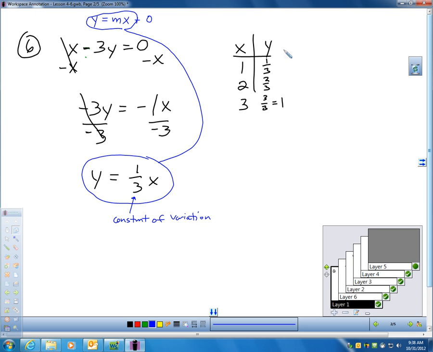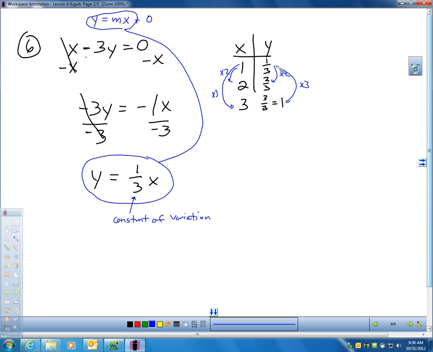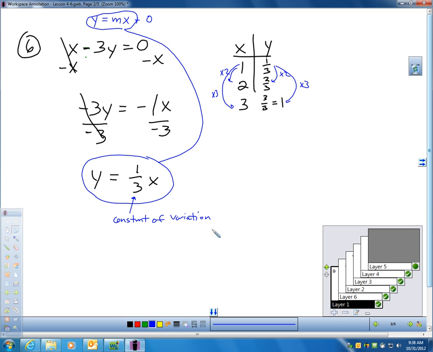You don't actually have to make a table, I'm just showing you again. If I did make a table of this, if I plugged in 1, I'd get 1/3. If I plugged in 2, I'd get 2/3. If I plugged in 3, I get 3/3. Notice, if you double x, you double y, 1/3 doubled is 2/3. If you tripled x, you tripled y, triple a third is 1. This is definitely a table of direct variation.